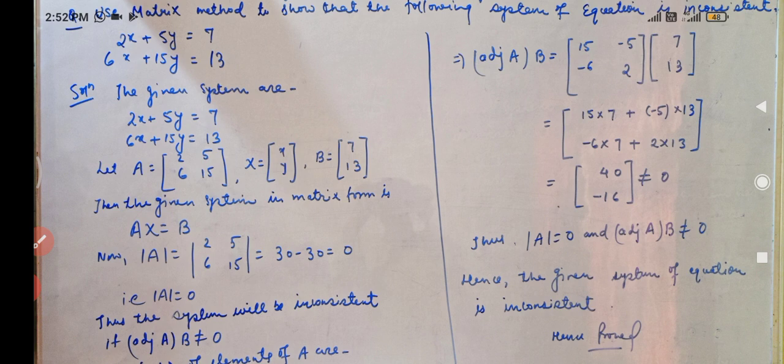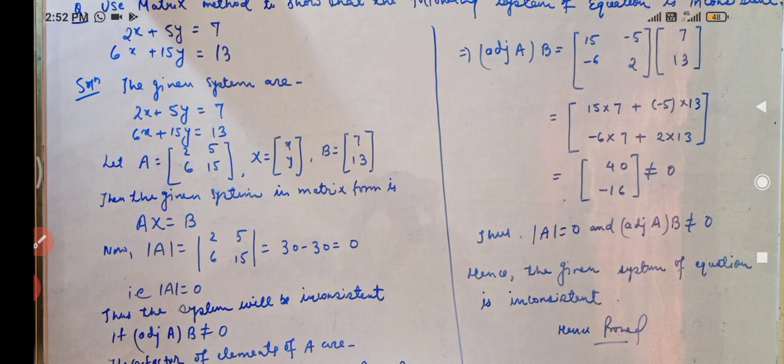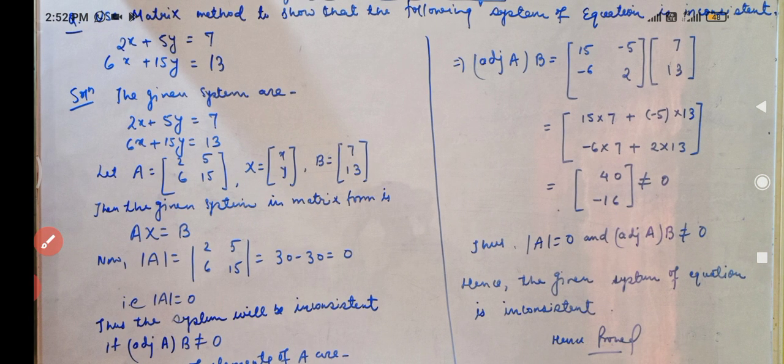And hence, since mod A equals 0 and adjoint of A into B is not equal to 0, the given system of equations is inconsistent, and hence we have proved this question. So in the next lecture we will find the solution of the system of linear equations.